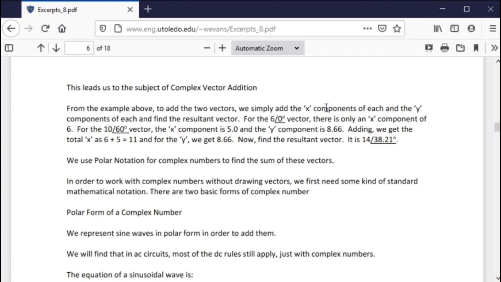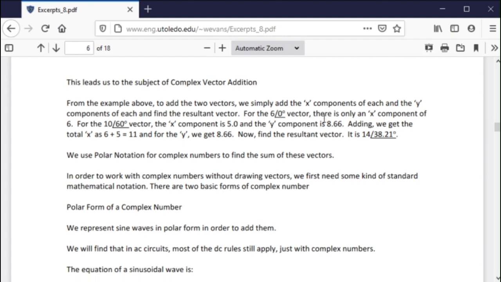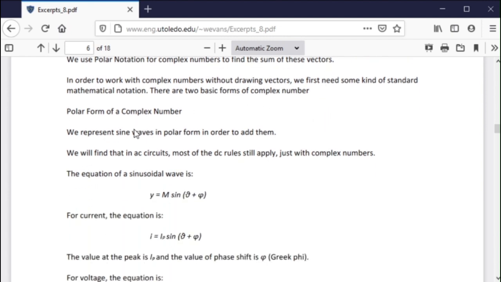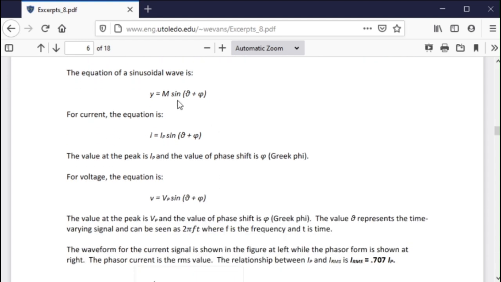In order to work with complex numbers without drawing vectors, we first need some kind of standard mathematical notation. There are two: one is polar and one is rectangular. So you have two representations, either polar or rectangular. For looking at a sine wave, here would be the magnitude, and here would be the time-dependent part. This is the time-varying signal, and this is the phase shift part of it. This would be the phi, the second part, the phase shift part, and that's the one we concentrate on.